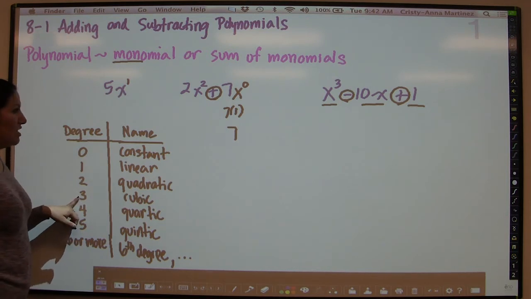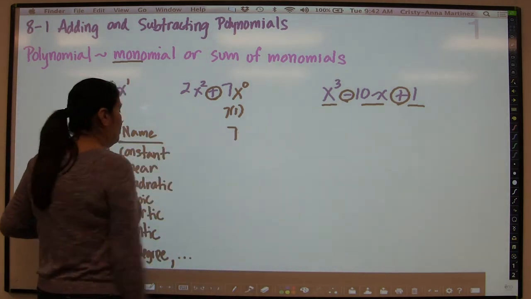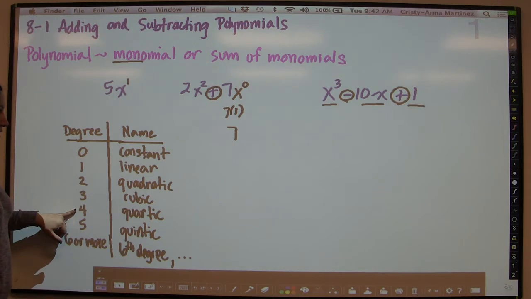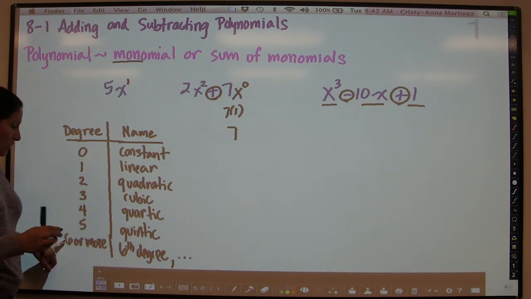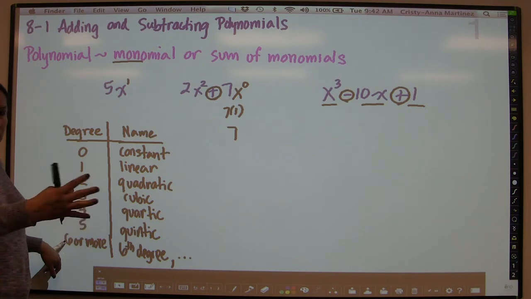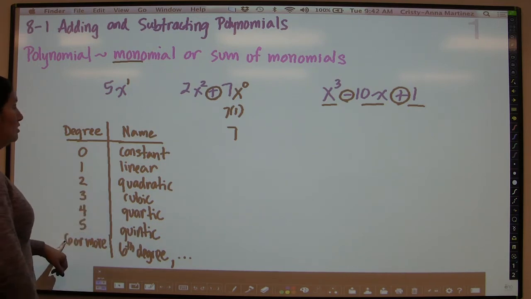We have 3, then we call that a cubic, like the x cubed here. And then beyond that, 4th is quartic, 5 is a quintic, and if you get to 6 or more, we don't have a specific name anymore. We just call it 6th degree, 7th degree, 10th degree, 11th degree, and on the story goes.